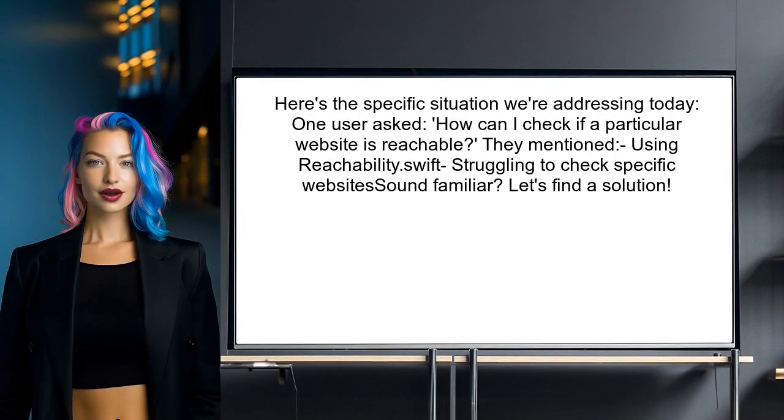Here's the specific situation we're addressing today. One user asked, "How can I check if a particular website is reachable?" They mentioned that they are using reachability.swift, but are struggling to check specific websites. Sound familiar? Let's dive into this and find a solution together.